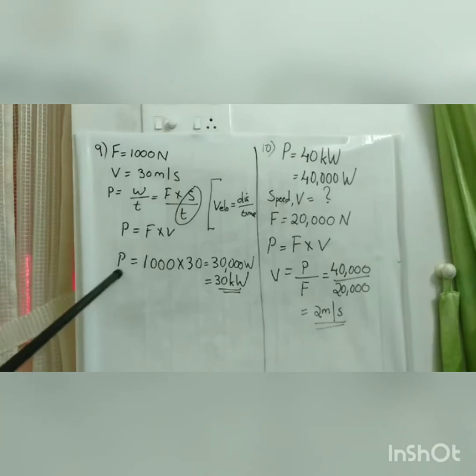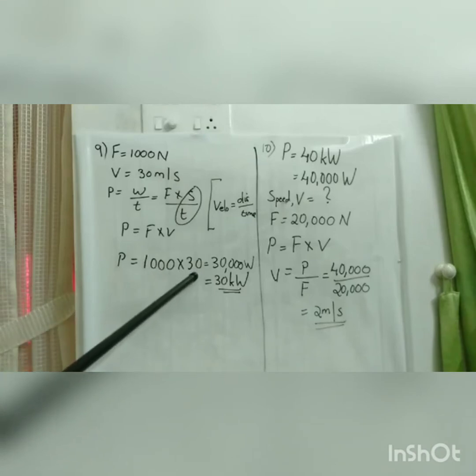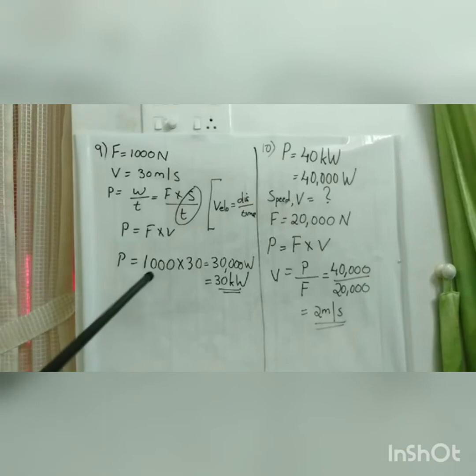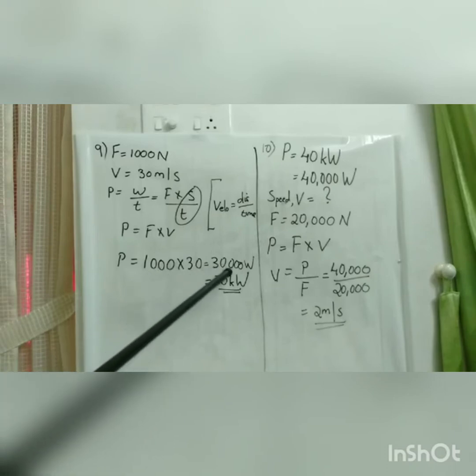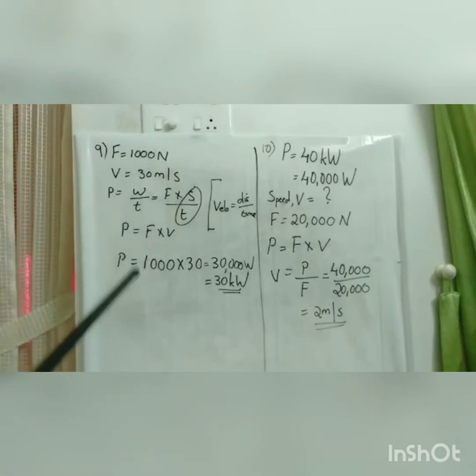So power of the ox is force into velocity at which the ox is running. So 1000 into 30, you will get 30,000 watt. See, if you write up to 30,000 watt, your answer is correct, because for the board exam you are asked to find the answer or do all the problems in SI unit.